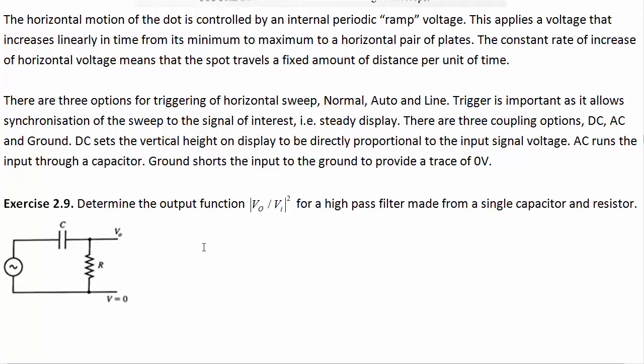Exercise 2.9. Determine the output function V0 over V in, magnitude squared, so the square of the transfer function, for a high-pass filter made from a single capacitor and resistor. Just to remind you, this is what the high-pass filter configuration is. So earlier on we introduced this and then we calculated it for the low-pass filter, but we didn't explicitly calculate it for the high-pass filter, so go ahead and do that now.